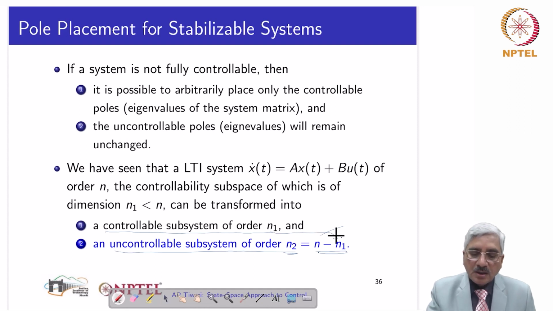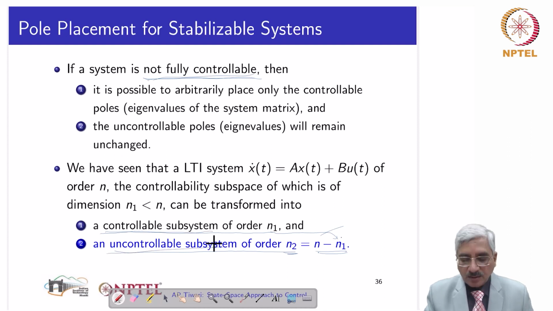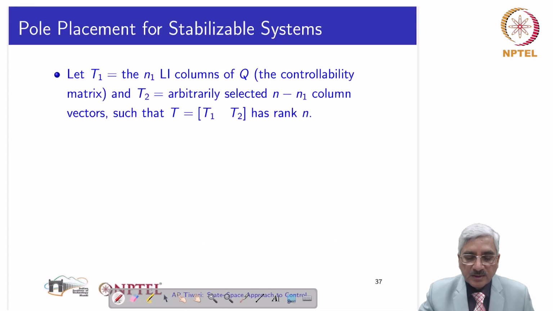So the uncontrollable system, a system which is not fully controllable, can be decomposed into a controllable subsystem and an uncontrollable subsystem. How it is possible to do, we have seen earlier and we recall. So what we do, from the controllability matrix we pick up the linearly independent columns as T1, and the remaining columns T2 we arbitrarily select, and we get the transformation matrix T.